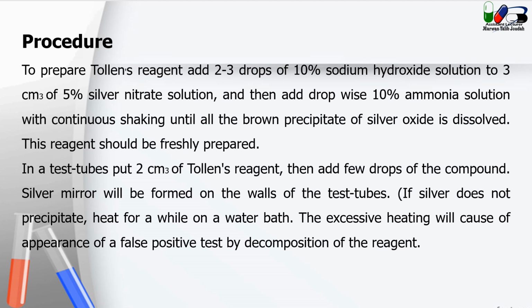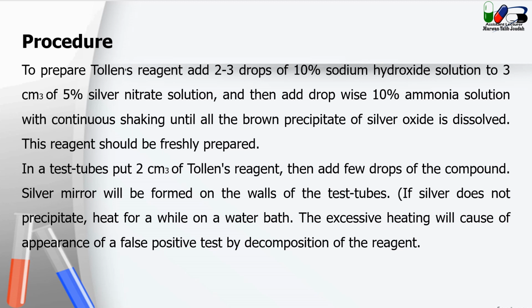So we put 2 ml of the Tollens reagent, which was prepared previously, then add a few drops of the compound, which is the carboxylic acid. Silver mirror: it's really hard to get a silver mirror, so this test must be done very carefully and with much attention. A silver mirror will be formed on the walls of the test tube.